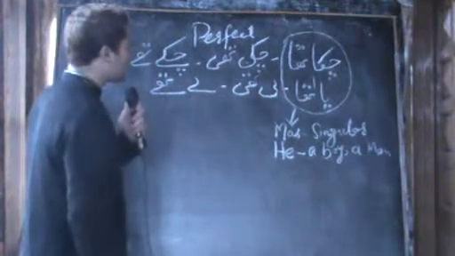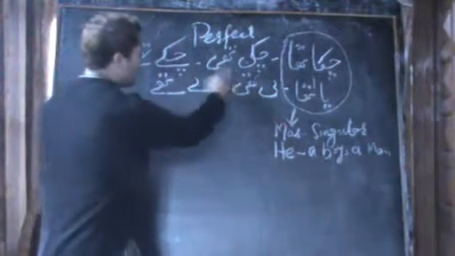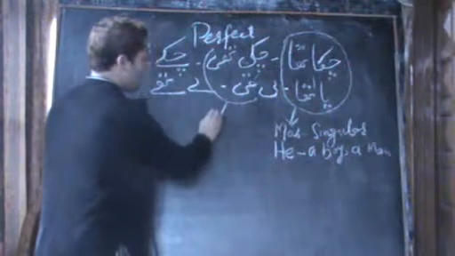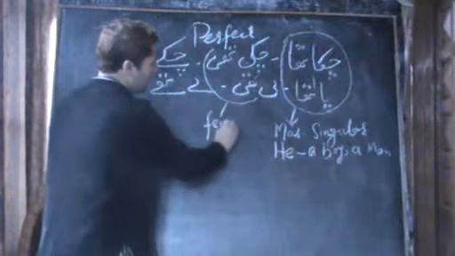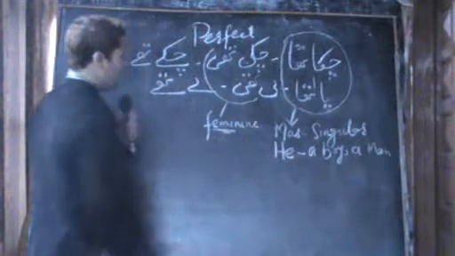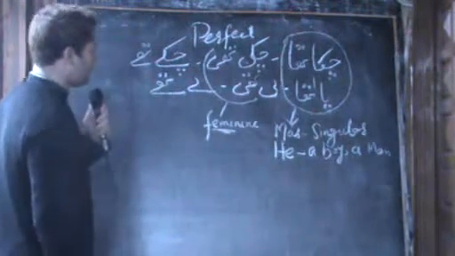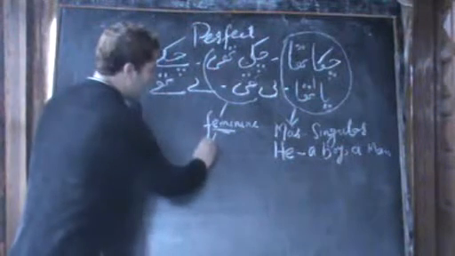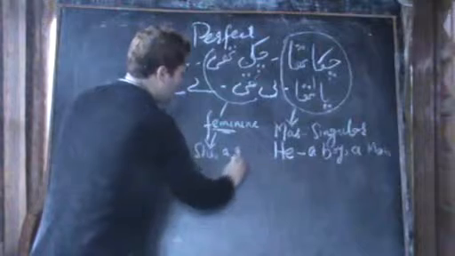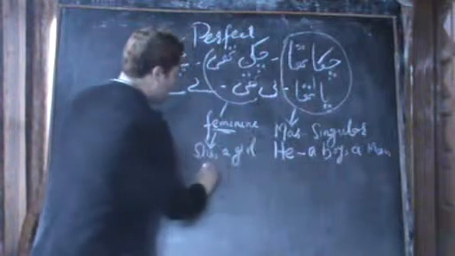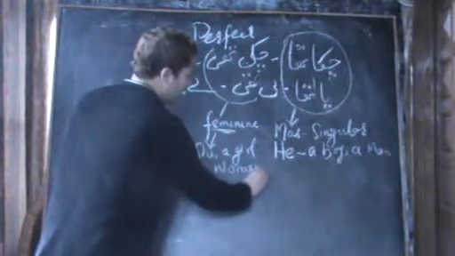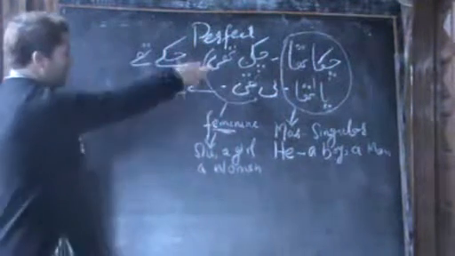Now the next category is of chuki thi or yi thi. This is related to feminine. Feminine has examples like she, a girl, or a woman. This was the first and this is the second.